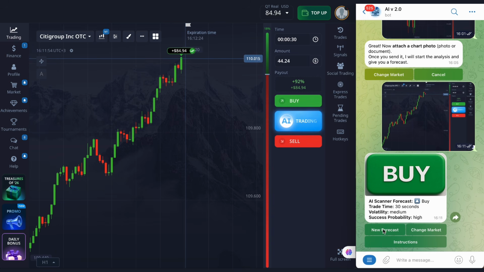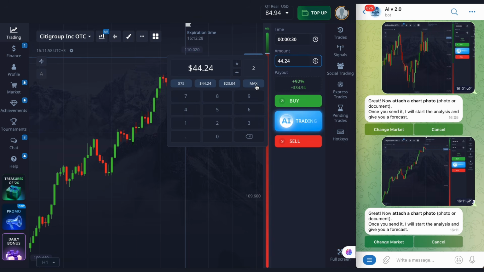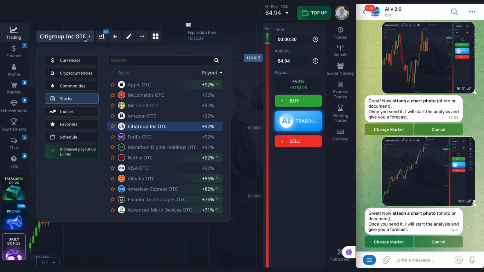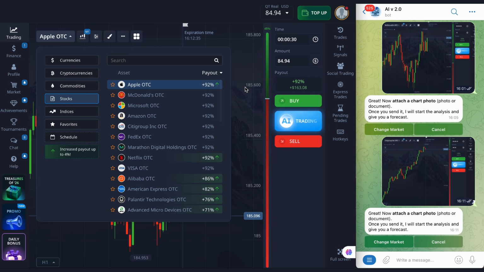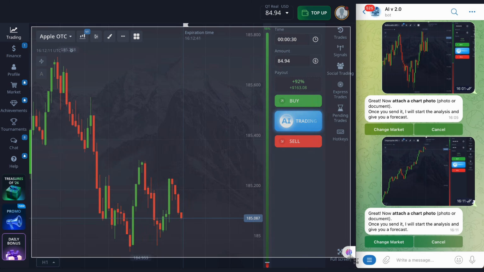Yes, we just secured our next win, and we have just hit the $84 mark, and we will keep maxing up this account, ladies and gentlemen. Next trade is gonna be on Apple OTC. Taking a nice screenshot of Apple OTC. I'm gonna go ahead and attach it to our AI screener, ladies and gentlemen.